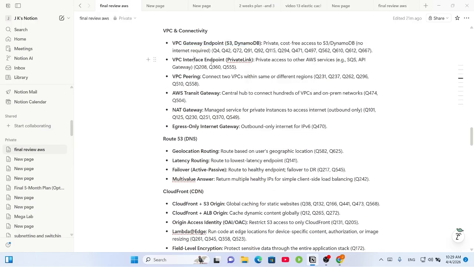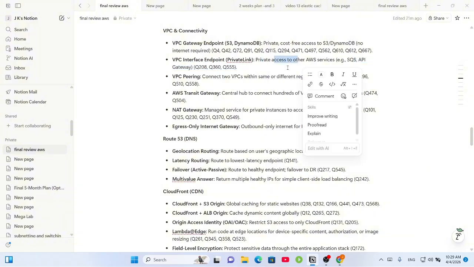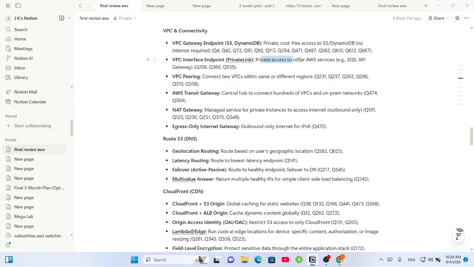VPC interface endpoint. This is private access to other AWS services like SQS, API Gateway. Okay, and private access to other AWS services.